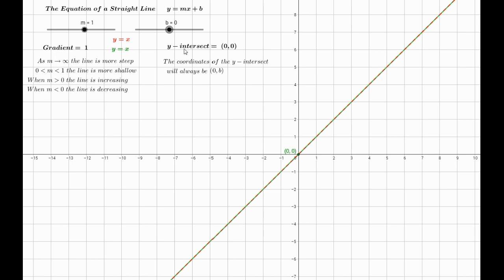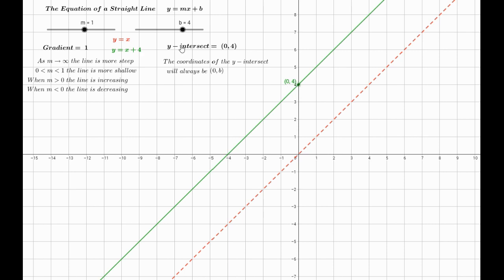So when we increase this to 1, the entire line shifts up 1 unit. And as you can see, it passes through the y-axis at 0, 1. If we increase it again to b equals 2, there's the equation, y equals x plus 2. The y-intercept is at 0, 2. If b is 4, y equals x plus 4, it is still 0, 4.